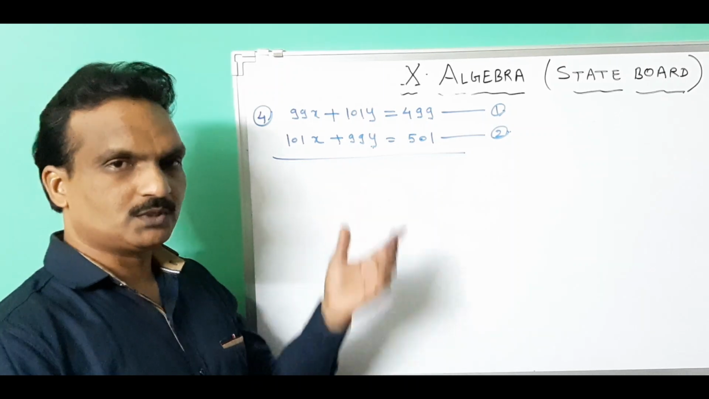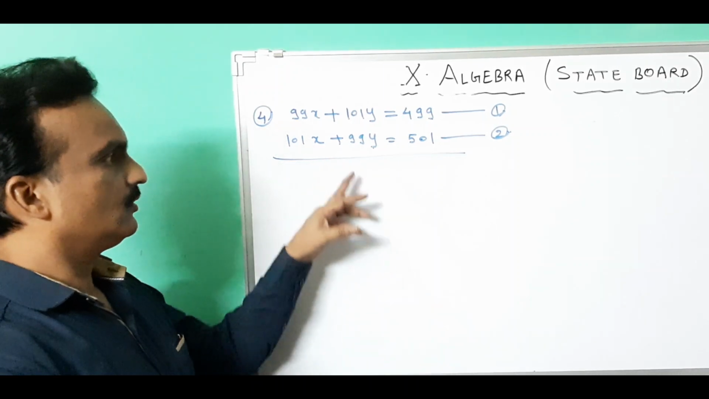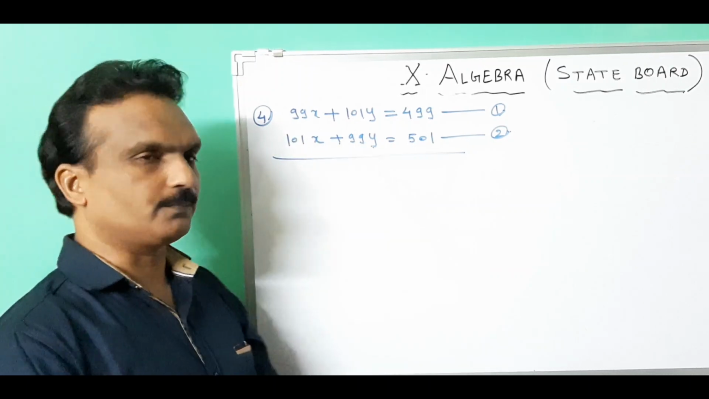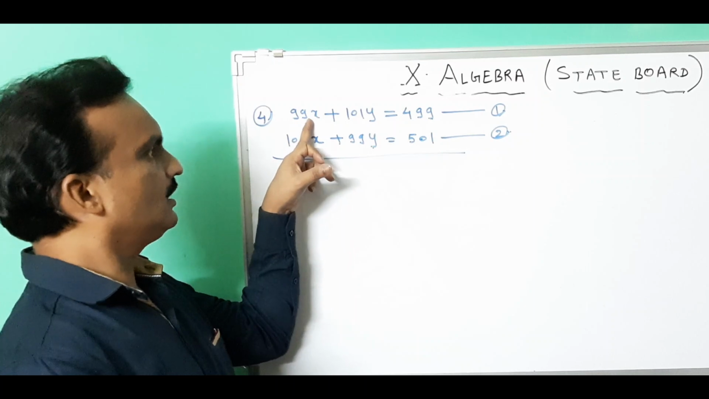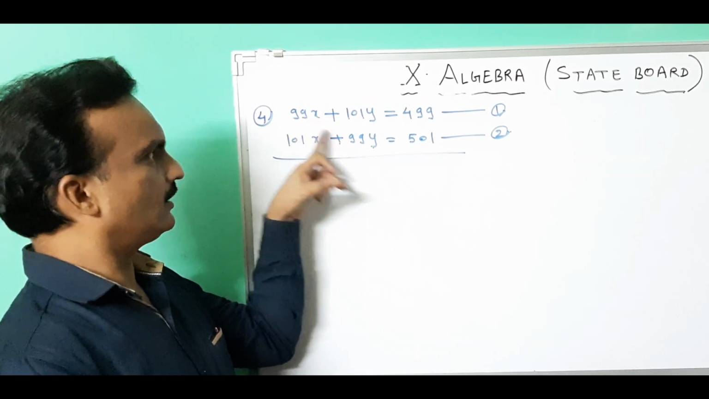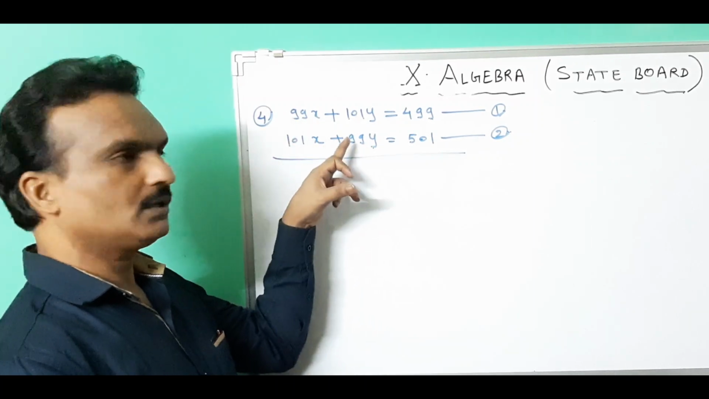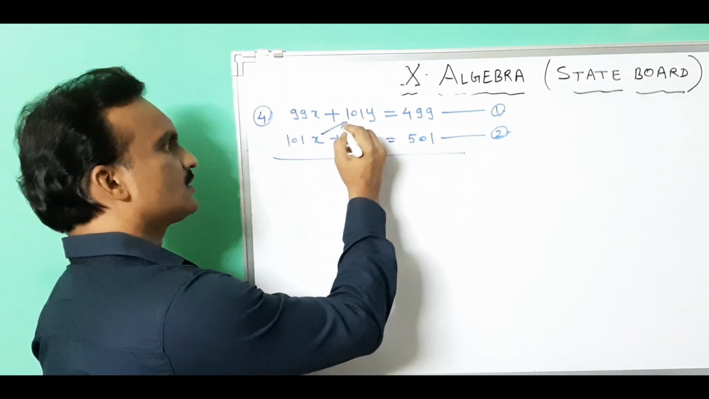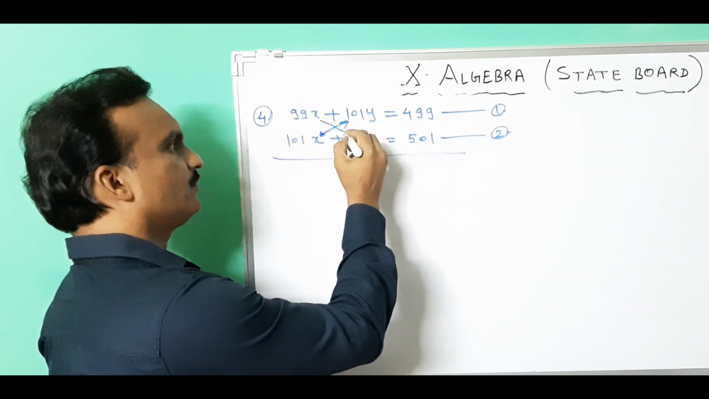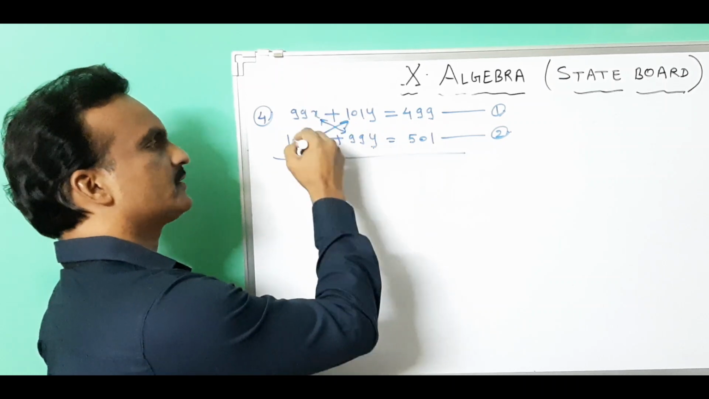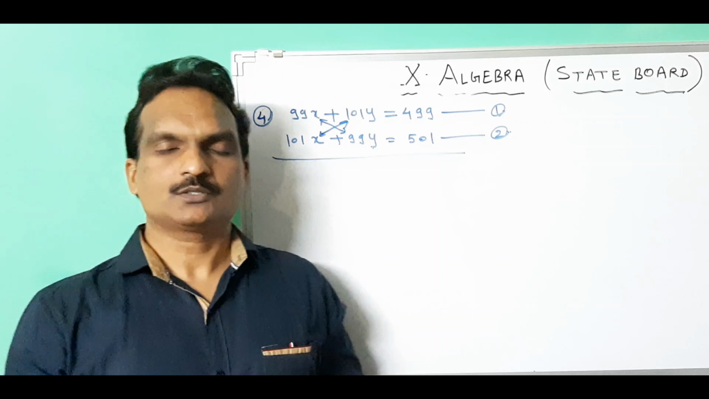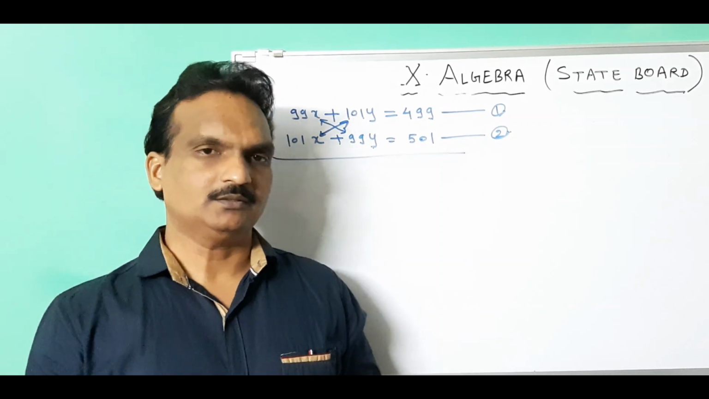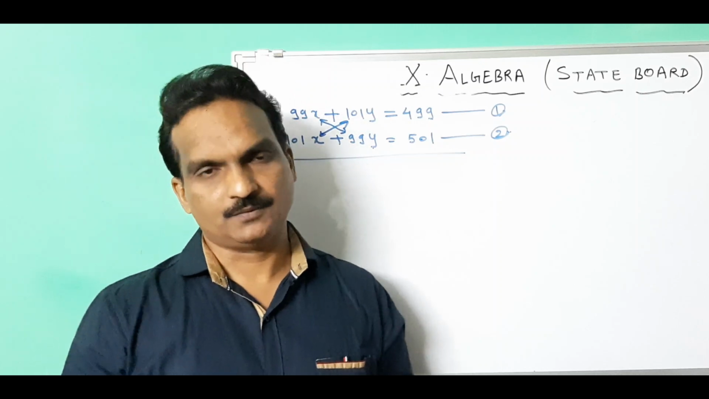But one thing we can observe here, that the cross coefficients are same. Here you have 99 and here also 99 cross. Okay, 101, 101. Cross coefficients are same. These two are same and these two are same, right? So when this type of equations are given to you, you will apply the other method like this.